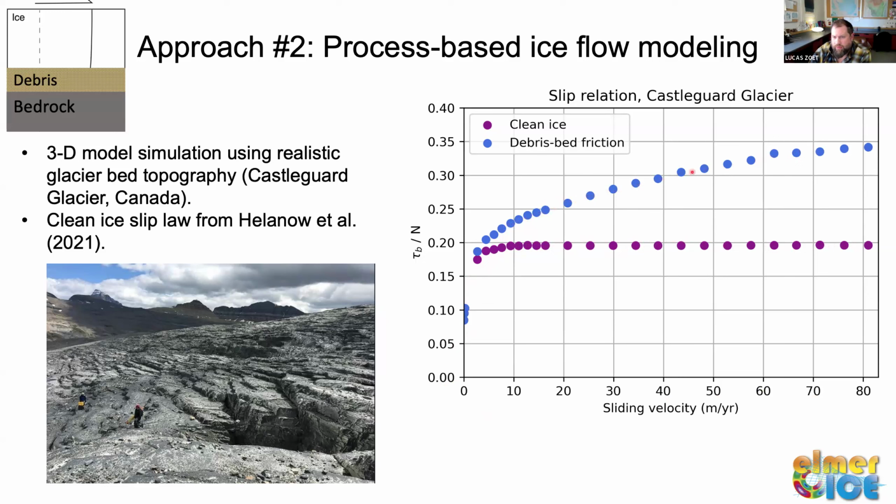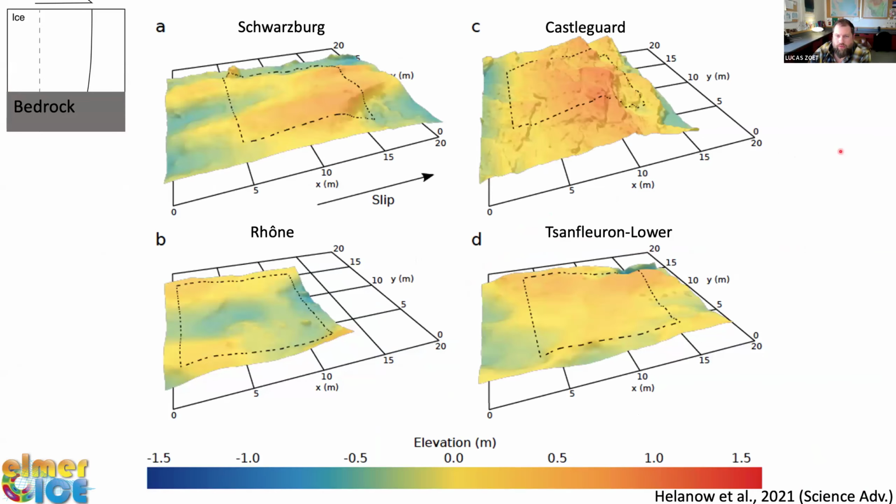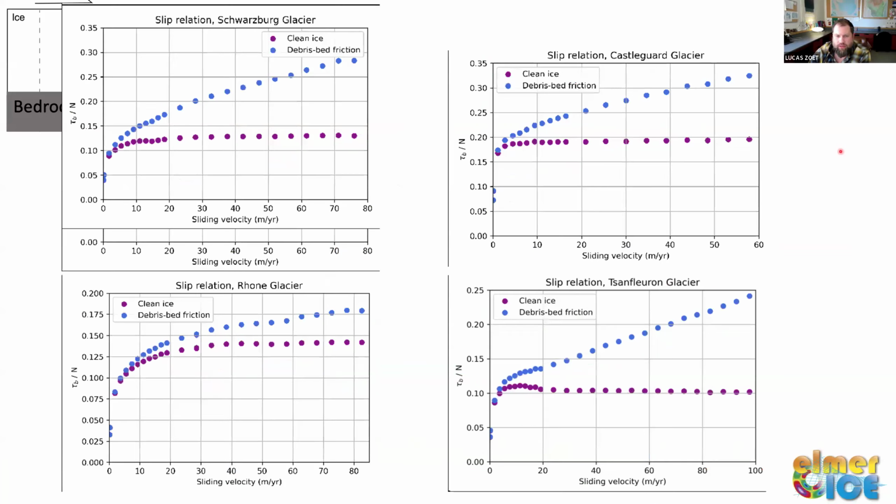It keeps going up and up and up. There's this rate strengthening component: as the ice slides faster, the bed provides more and more resistance. So the debris friction slip law is distinct from the clean ice when we add the debris in. And when we look at all four of these different fields, maybe that was just something that happened to the Castle Guard and it wasn't the case for the other ones that have different lithologies and bedrock types. We find actually the same thing in all of them, right? Again, purple is the clean ice in all of these, and the blue is the debris-laden ice. And in all instances, we have this rate strengthening response that deviates from the clean ice.